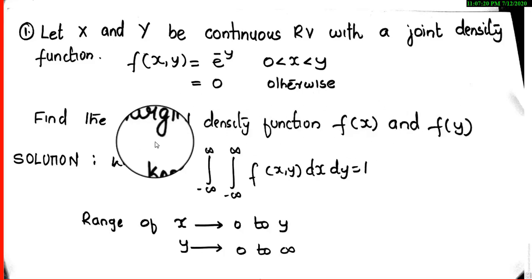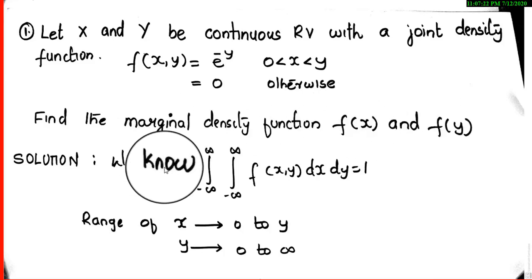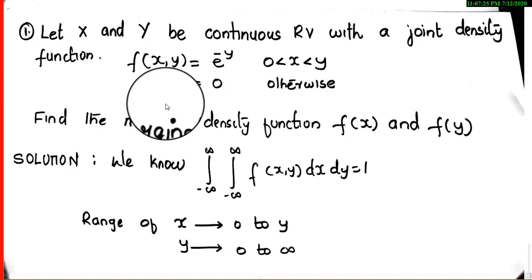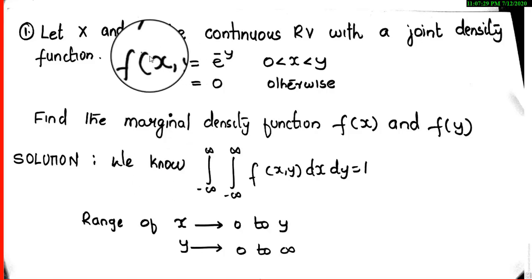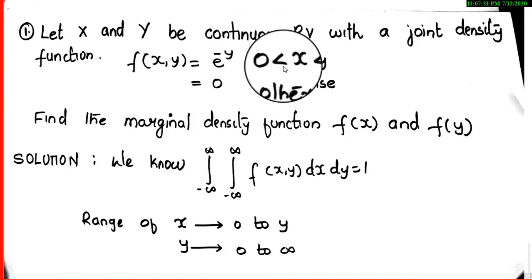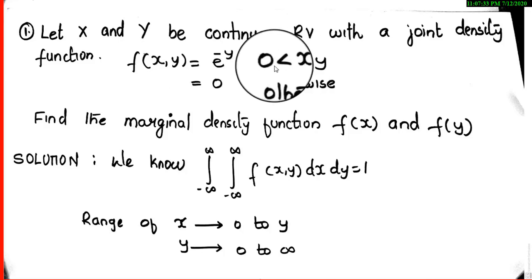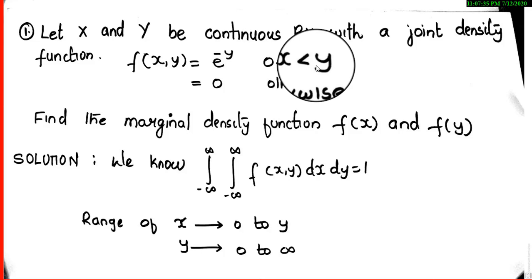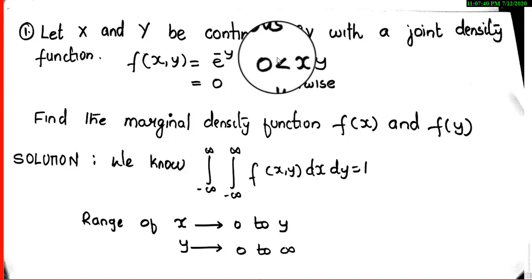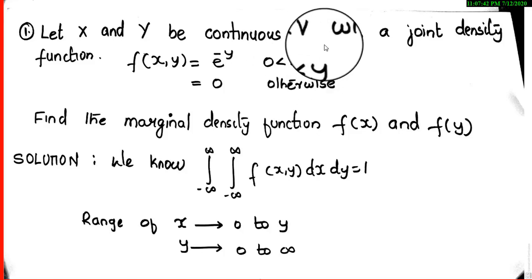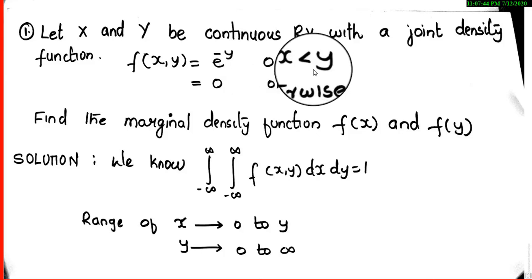Now, first we'll analyze what is given in the question. The given is for the two variables, that is x and y, and the limits given for x is from 0 to y. Within this we'll be able to see the limits for both x as well as y. How shall we see?